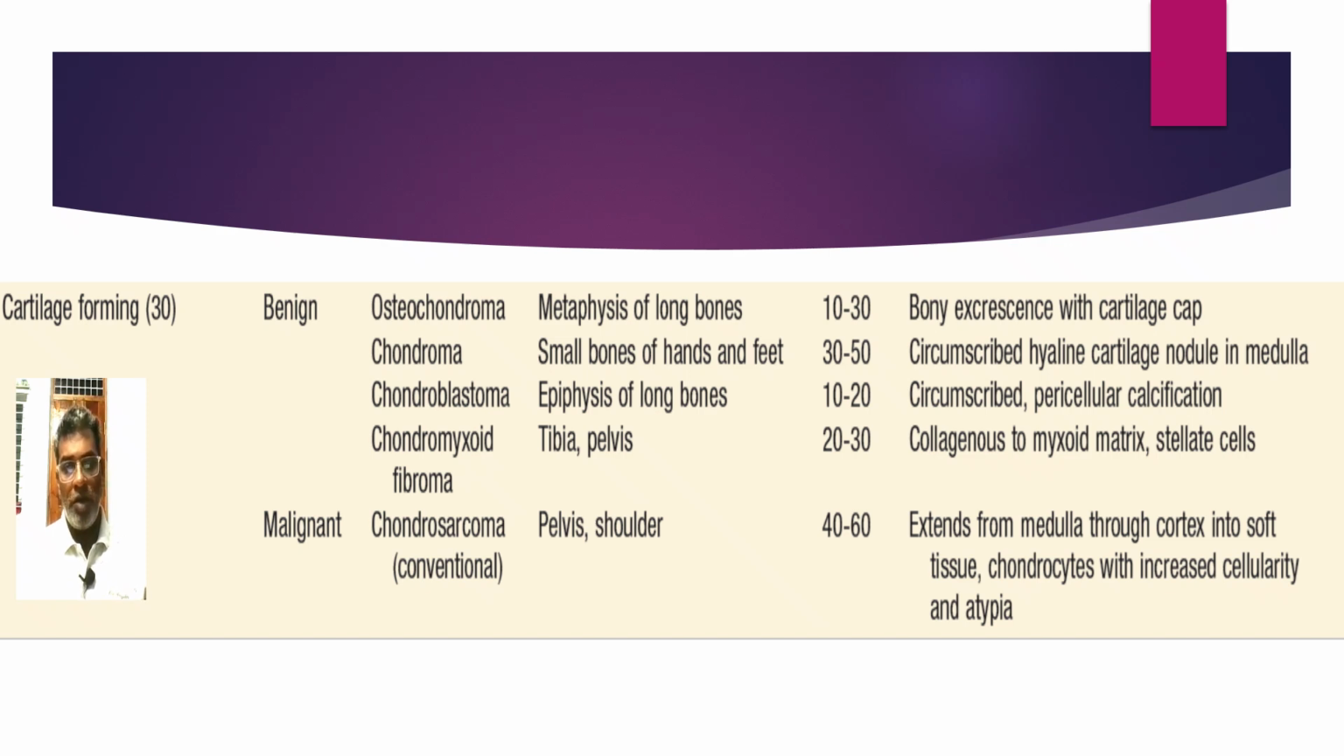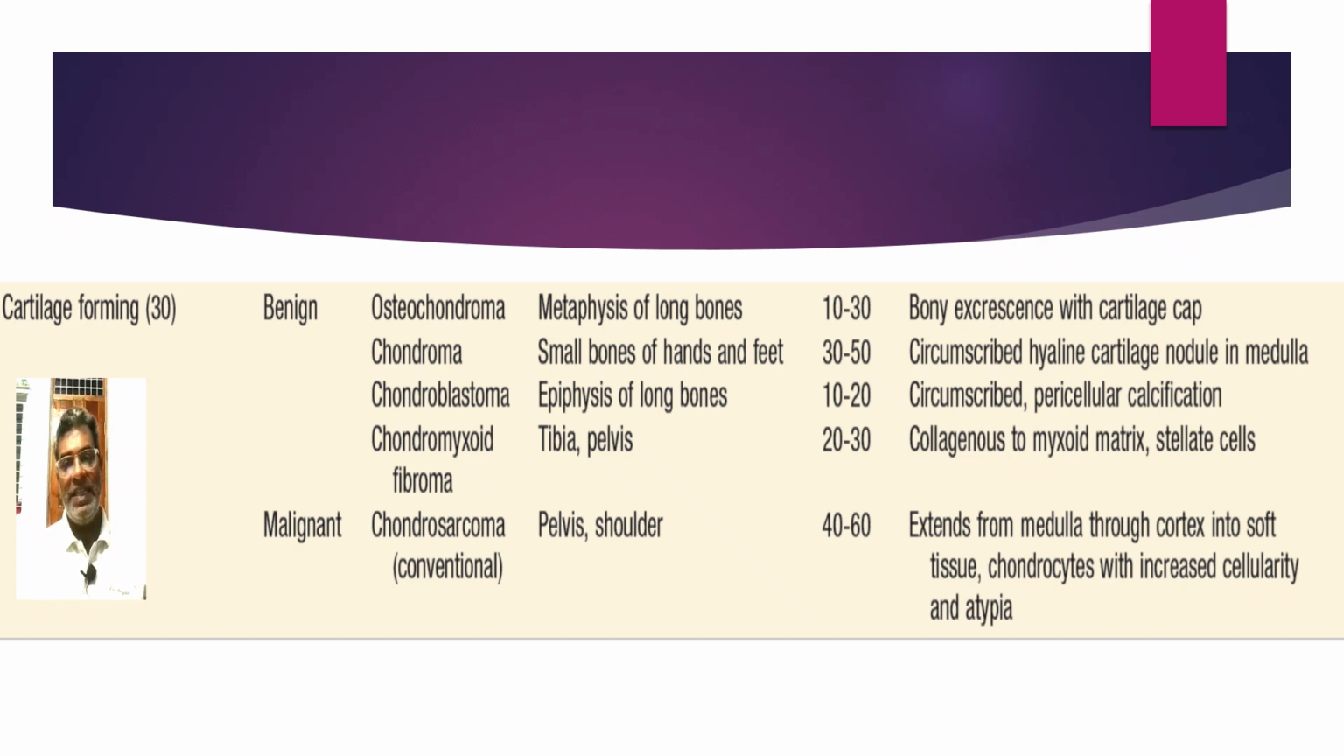Osteochondromas are seen most commonly in the metaphysis of long bones. Chondromas are seen in small bones of hands and feet. Chondroblastomas are seen in the epiphysis of long bones. Chondromyxoid fibroma is seen in tibia and pelvis, and chondrosarcomas are seen in pelvis and shoulder. And if you see the age groups, chondroblastomas and osteochondromas will be 10 to 20 years age group. Chondromyxoid fibroma will be 20 to 30. Chondromas will be 30 to 50 years, and chondrosarcomas will be 40 to 60 years.